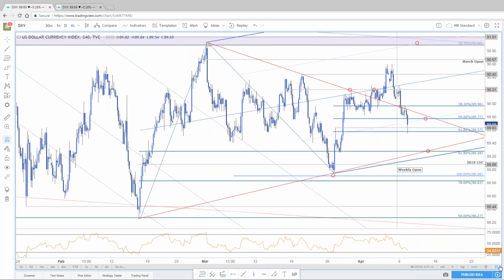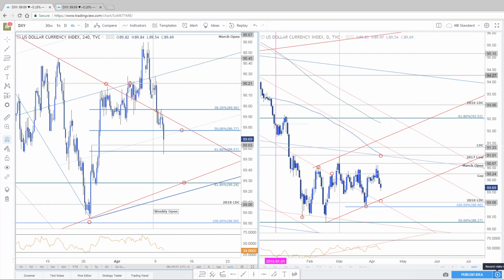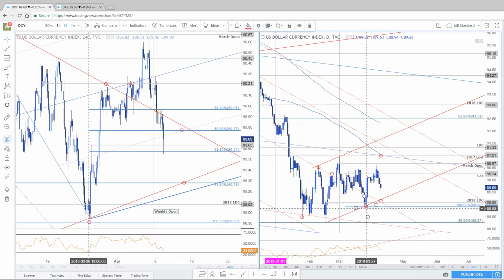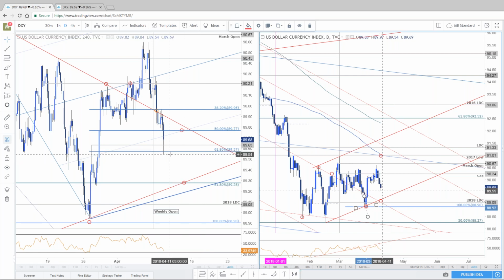Daily charts look like this, okay? Nothing really to write home about yet as far as major support. On the near-term front, we are rebounding off a 618 retracement from the advance off the low that we made last week. This is actually last month. That stretch right there, the 618 is right here, 89.57. We made a low of 89.54 before pushing higher.